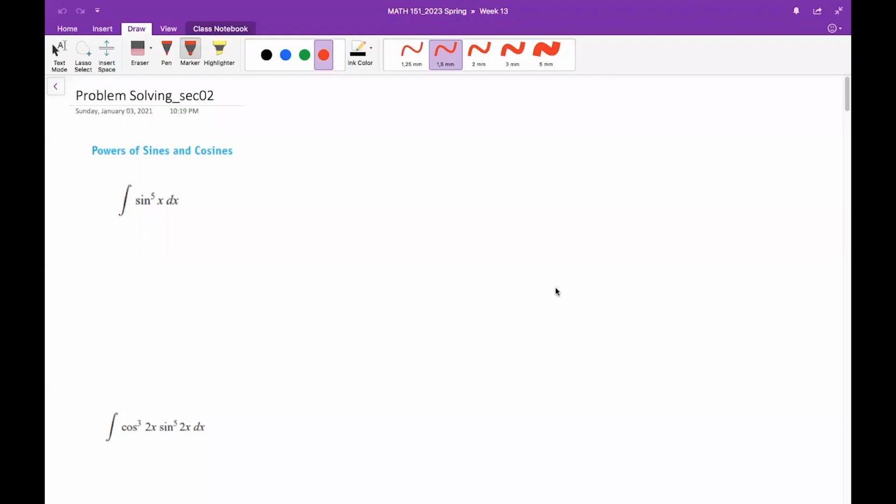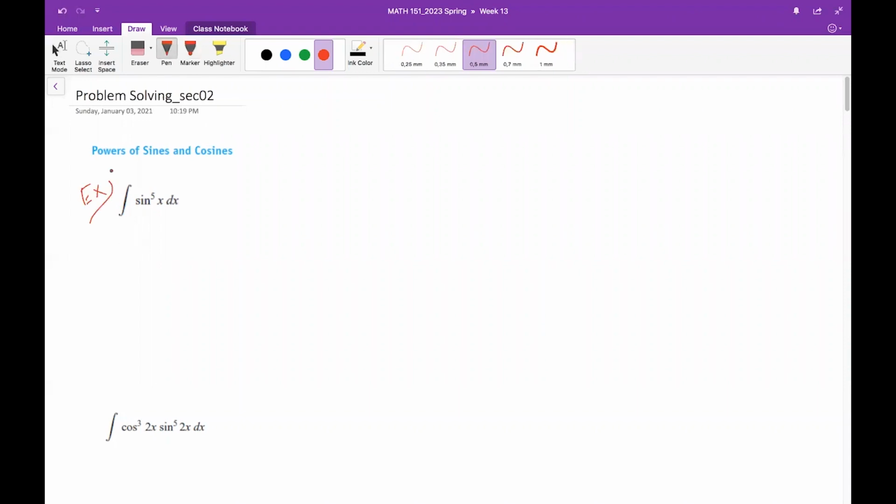Hi everyone, this is week 13. We will cover integration techniques today, okay? So after today, we will be done with the integration techniques and the only remaining topic will be improper integrals, which is the topic of next week. So let's start with the first example.